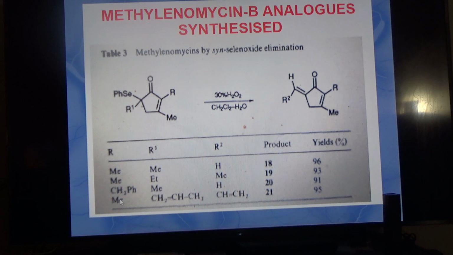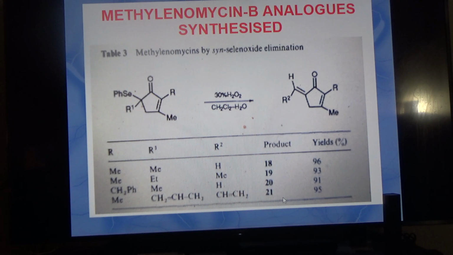Now entry 4 is the most interesting, when R is methyl and R1 is allyl, which we showed earlier is introduced by alkylation. That will result in R2 being extended. R2 is another allylic conjugation. As you saw earlier, it is a doubly conjugated exocyclic bond.